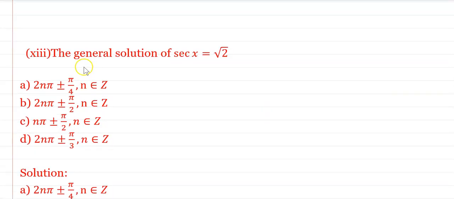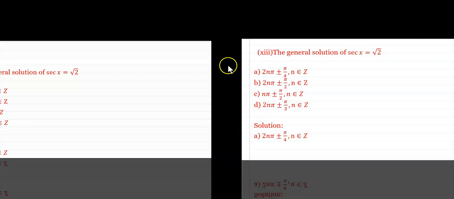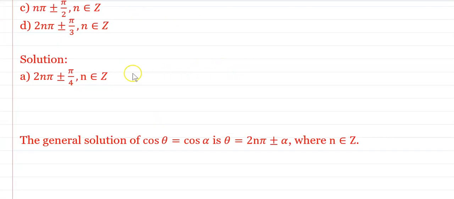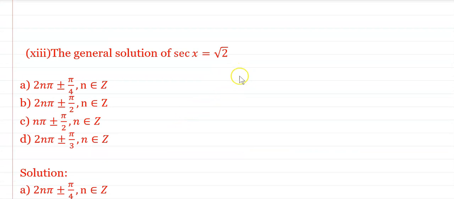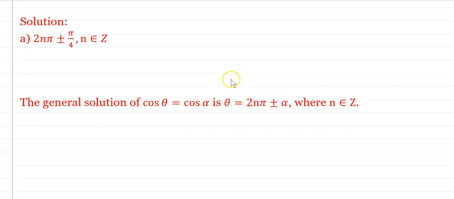Now the next: the general solution of sec x is equal to root 2. Now here, to find out the general solution of sec x is equal to root 2, cos of x is equal to 1 by root 2.